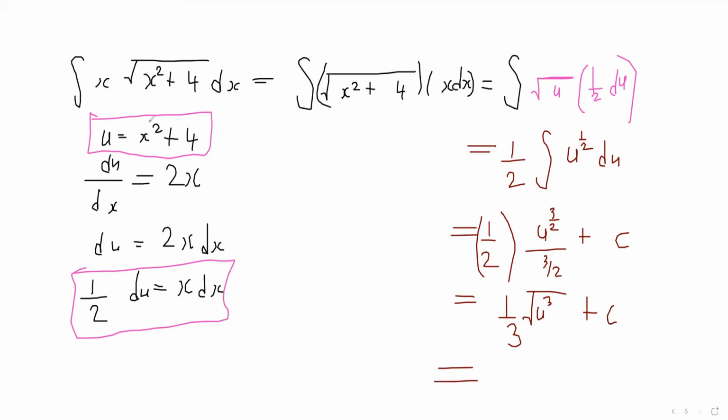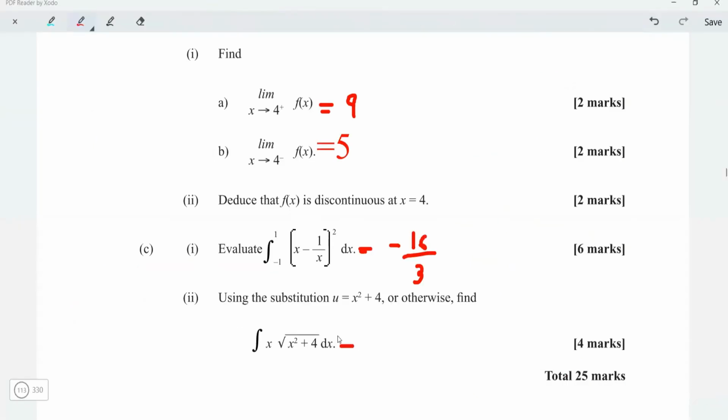But then what was u? u was x squared plus 4. So this is going to work out to be 1 over 3 times the square root of x squared plus 4, plus a constant c. And that's it. Nice. We don't have anything to worry about. And that takes care of question 5. Can just put that here, so we're done.